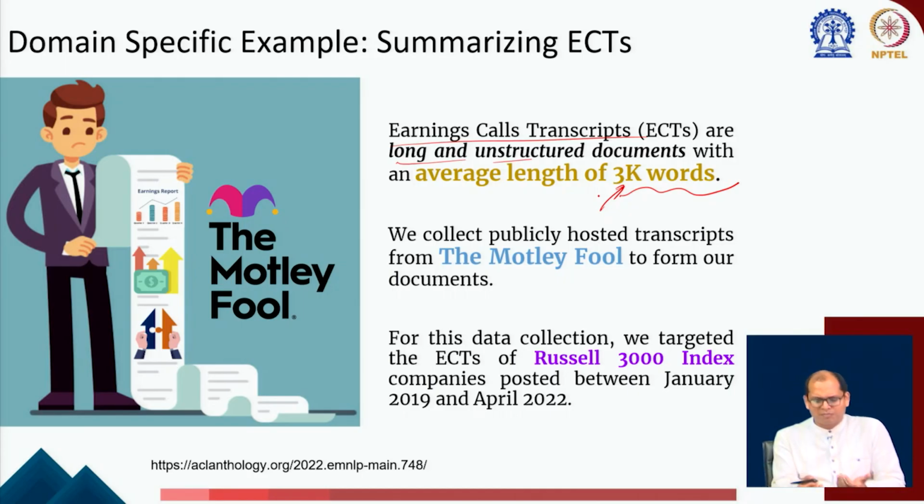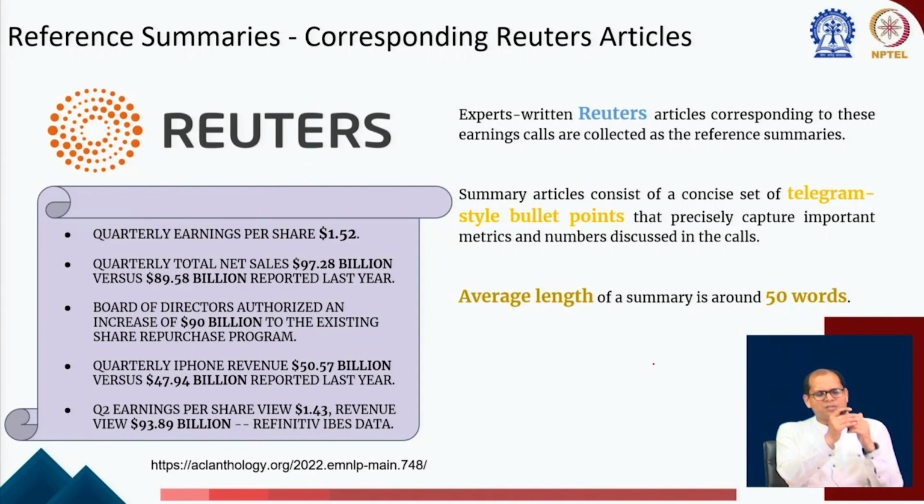Right. So the Motley Fool website, for example, has these transcripts already hosted, and in this work, Russell 3000 companies were collected, their ECDs were collected. Now, once you have the document, the next thing you have to do is find the summary, right. So, how do you find the summary?